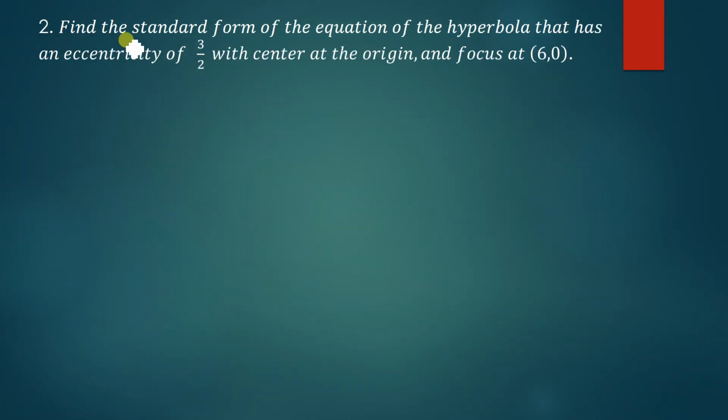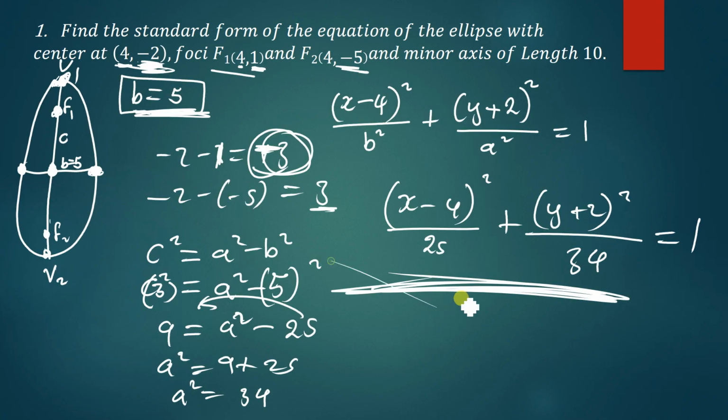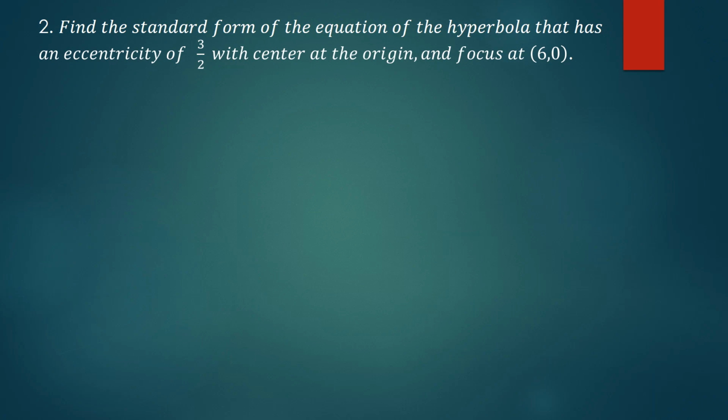The next question says, find the standard form. By the way, this is the standard form of the ellipse that we were trying to find. Remember what I told you, the value of a is always greater than the value of b when you're dealing with the ellipse. So let's move on to this one.